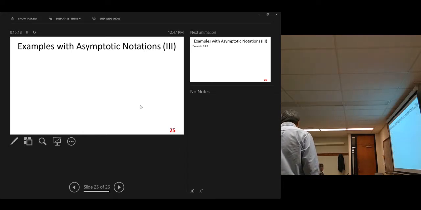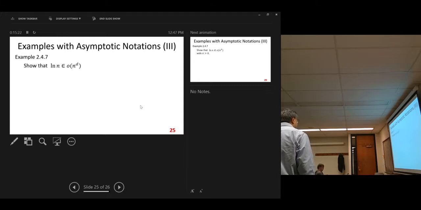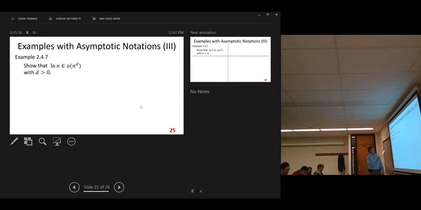Next, we have more examples. Number 7, natural log n. Similar to one of our previous questions. But this time, d is greater than 0. The only difference is that this d is not necessarily an integer. Here you can look at the condition carefully. We only need this d greater than 0. That's it. Nothing more. If that d is greater than 0, it is true.